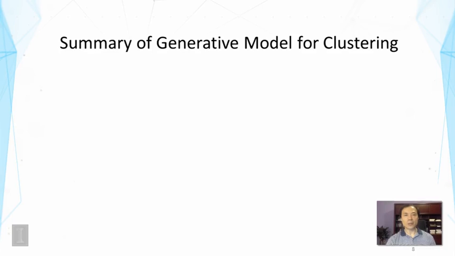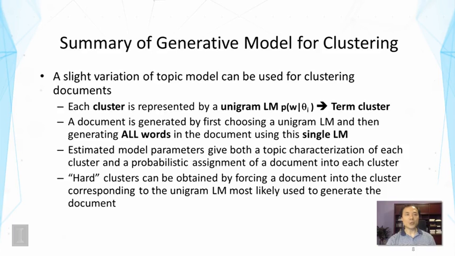So to summarize our discussion of generative models for clustering, we show that a slight variation of a topic model can be used for clustering documents. And this also shows the power of generative models in general. By changing the generation assumption and changing the model slightly, we can achieve different goals and we can capture different patterns in text data. So in this case, each cluster is represented by a unigram language model, a word distribution, and that's similar to a topic model.